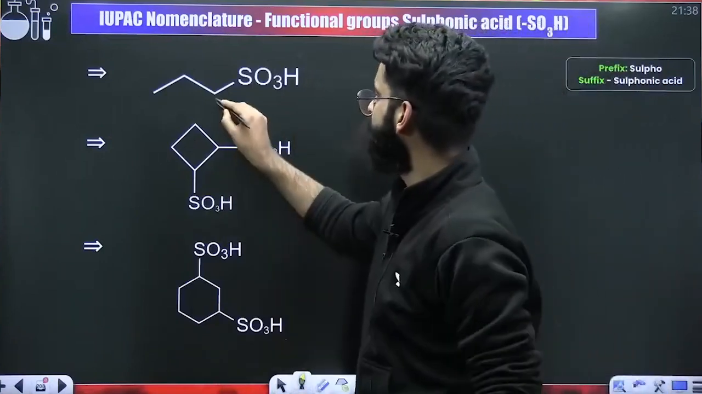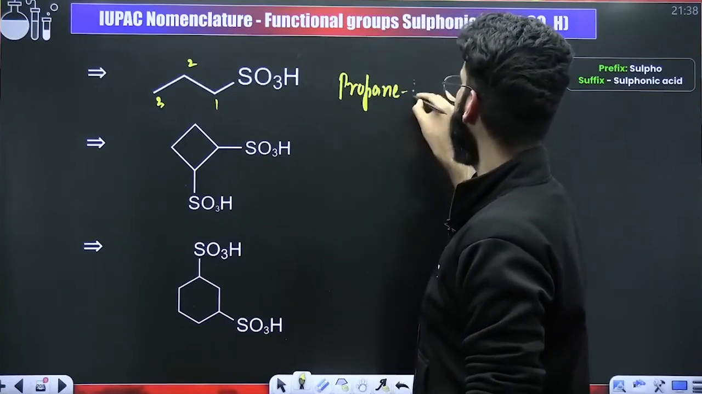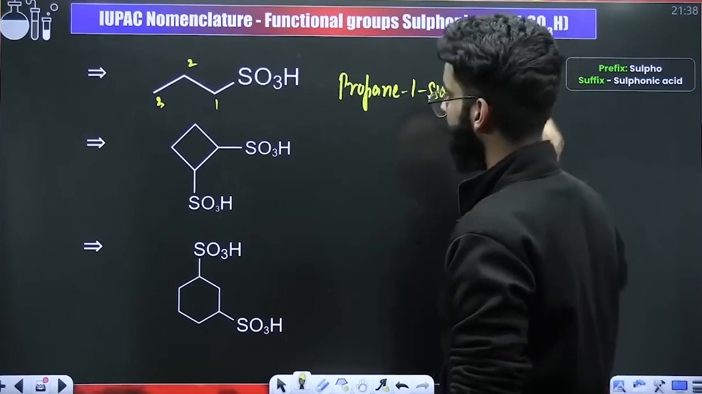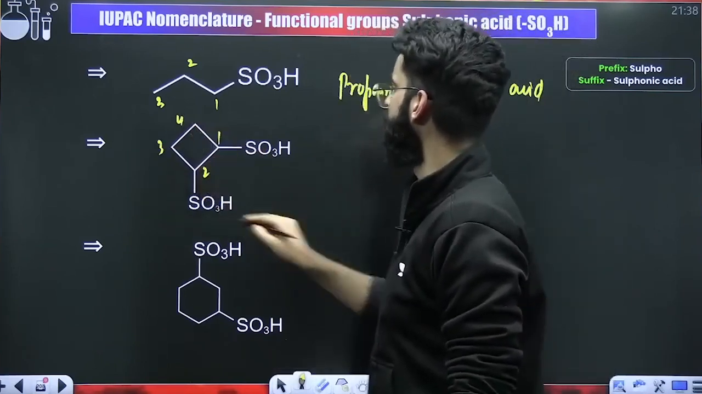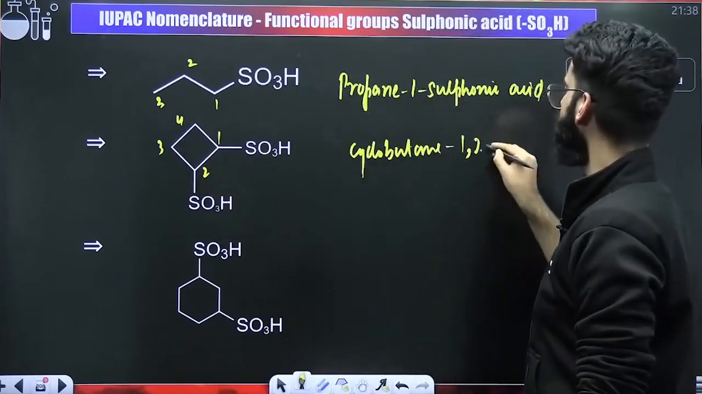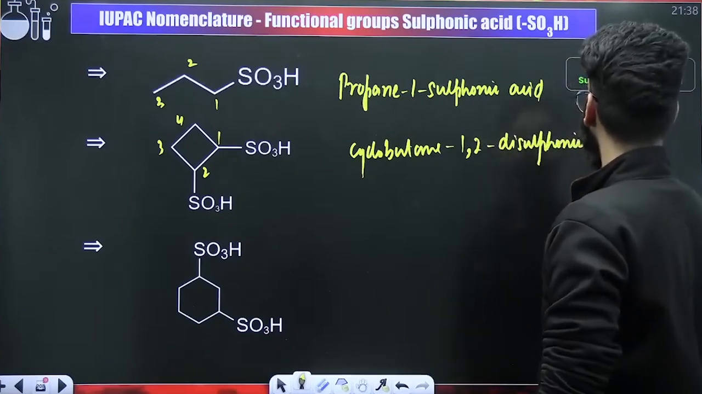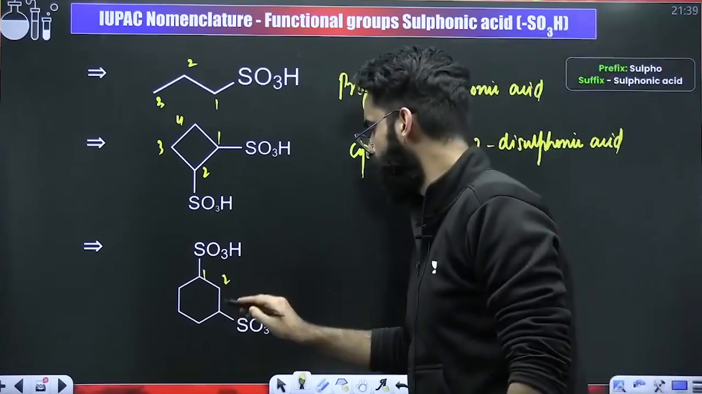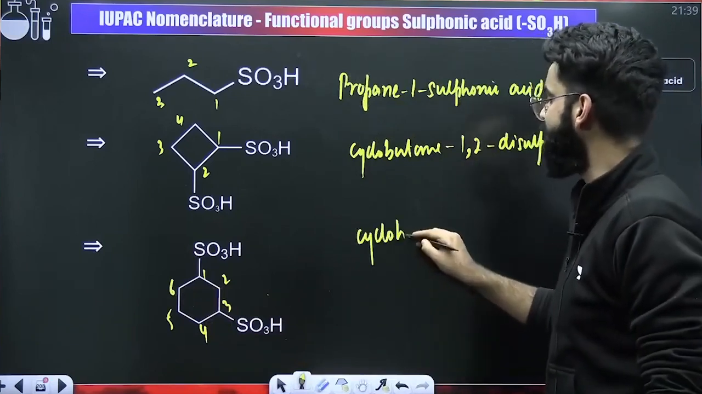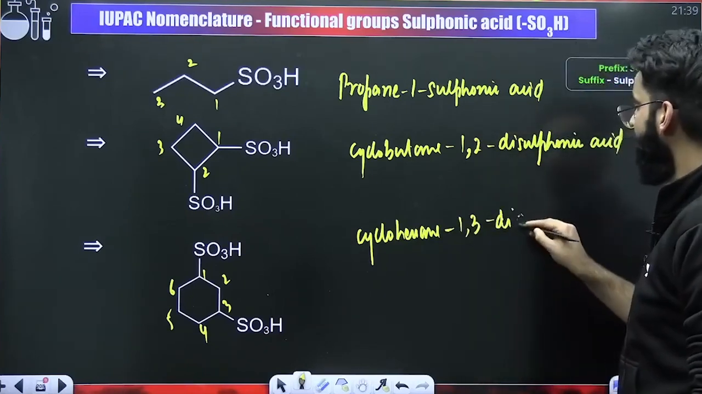See guys, this is 1, this is 2, this is 3. So it's prop. Everywhere it's a single bond, so it's ane, right? It's 1. As a suffix, it's going to be sulfonic acid. Now look here. This is 1, 2, 3, 4. So first of all, you'll write cyclobutane. At 1 and 2, it's going to be disulfonic acid. Look at this one. 1, 2, 3, 4, 5, 6. So what is going to be? Is it going to be cyclohexane? 1, 3. It is again going to be disulfonic acid only.